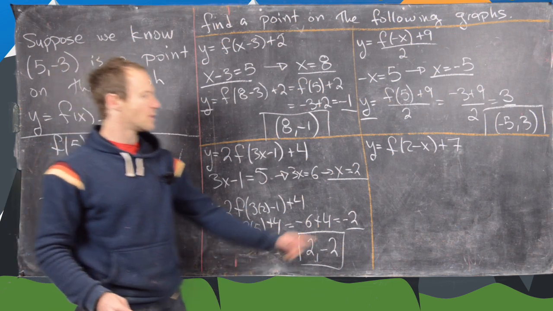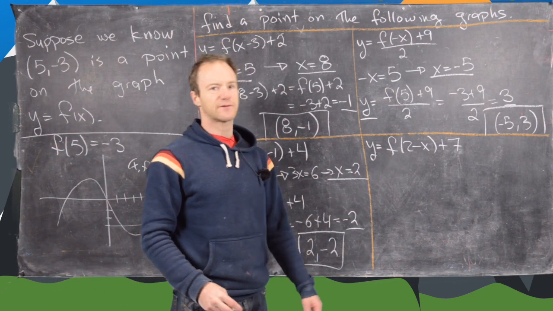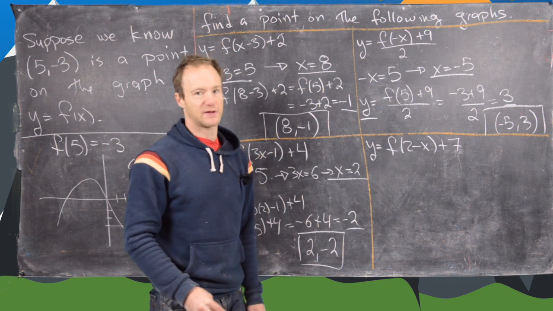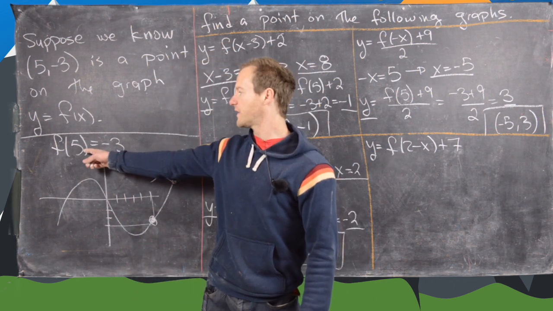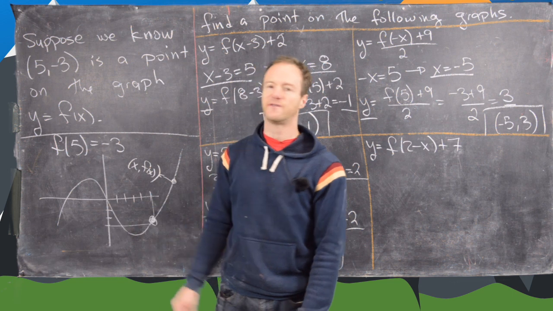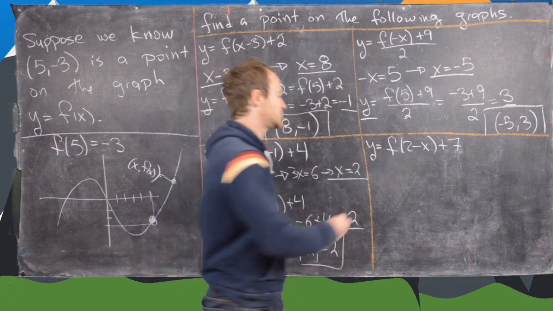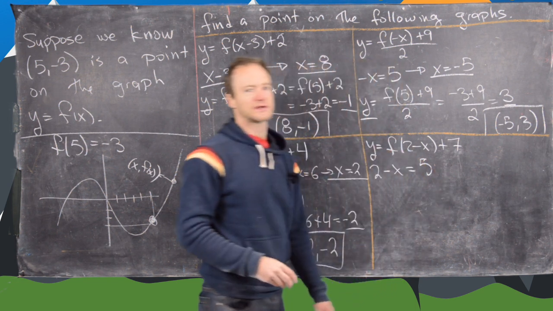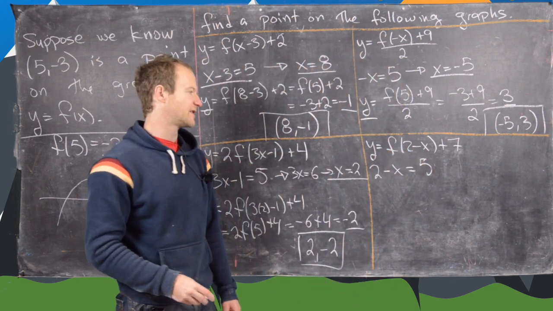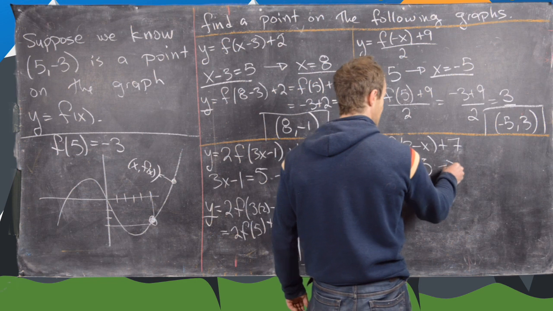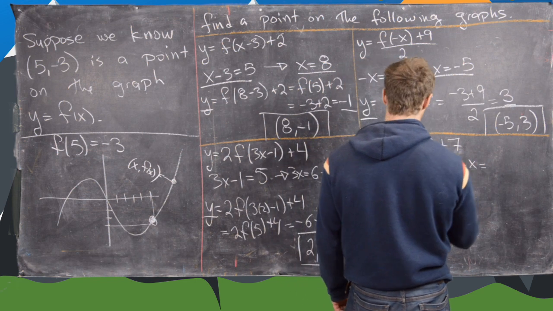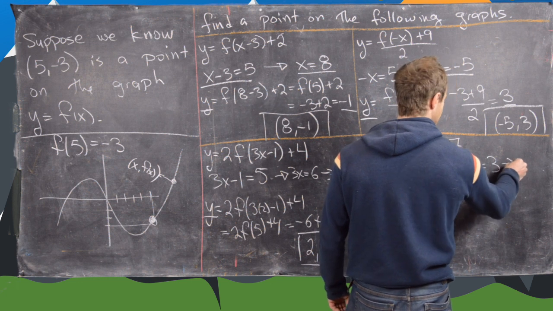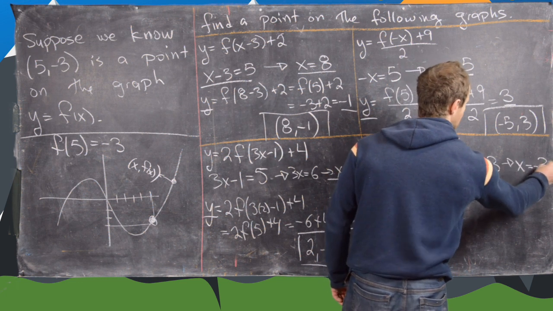Okay, we've got one more. We want to look at this transformed graph, y equals f of 2 minus x, plus 7. Again, the only thing we know how to plug into f is 5. So 2 minus x must be equal to 5 for us to be able to make any sense of this. That tells us that negative x equals 3, so x equals negative 3.